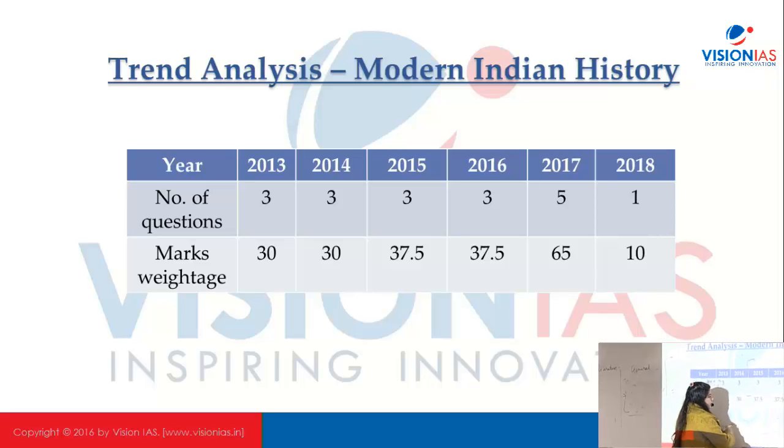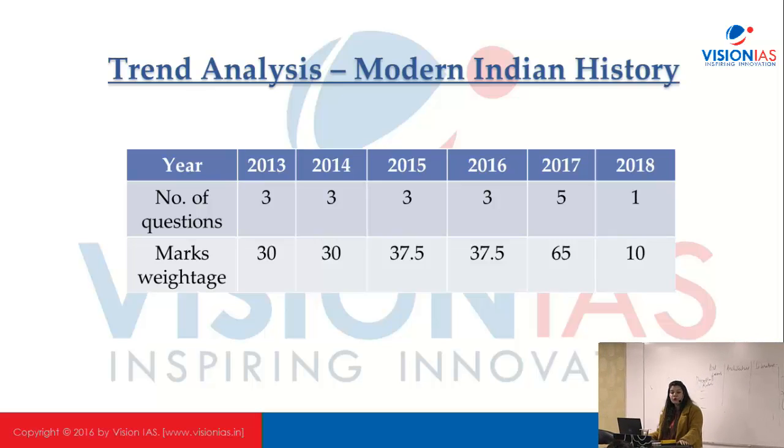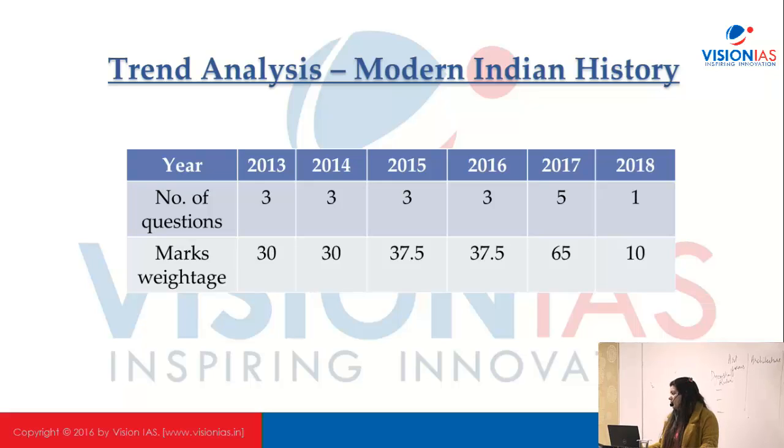There has been a year in which in mains, 65 marks of questions were dedicated to modern Indian history, which is huge out of 250 marks, right? So when you know that special importance is given in prelims as well as in mains to the modern Indian history section, you can take a call to start your history section from modern Indian history, right? Again, to have that confidence and feeling that I have done a significant portion of history from the prelims and mains point of view.